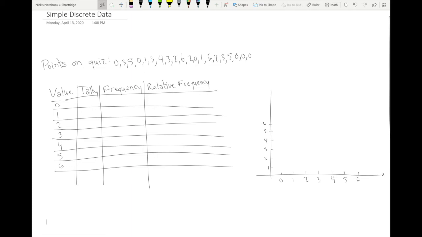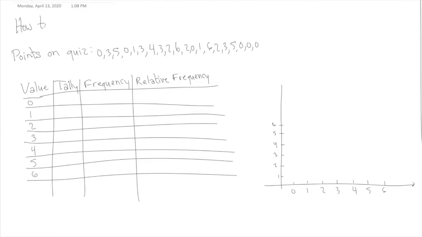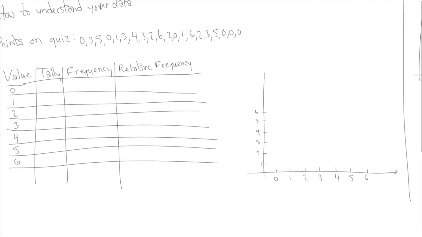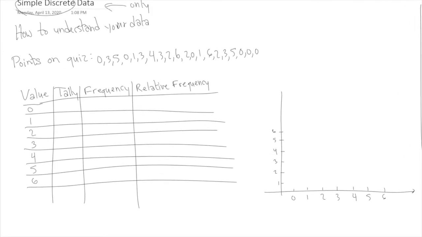Today we're going to talk about how to understand your data, and specifically in the case of simple discrete data. Simple discrete is a term that some people use, some people don't, but what we mean by it is there's only a few different values. So that wouldn't be something like the number of trees in each orchard in the world, because it could be 0, it could be 1,000,000.